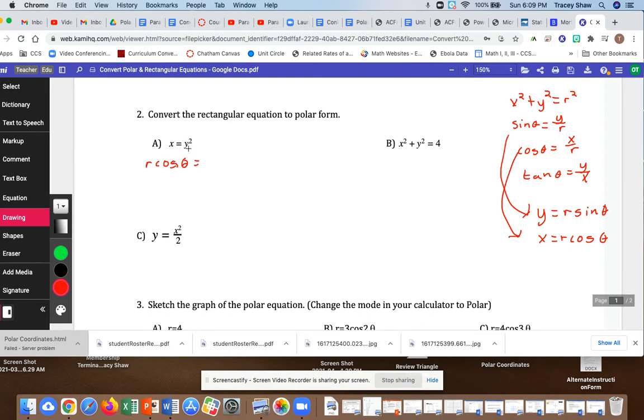And then I'm going to replace the y with r sine of theta. The y is being squared in this equation, so I'll have to put the square there. So r cosine of theta is equal to r squared sine squared theta. And for now, that's good enough. I just want us to be able to convert to an r and a theta.